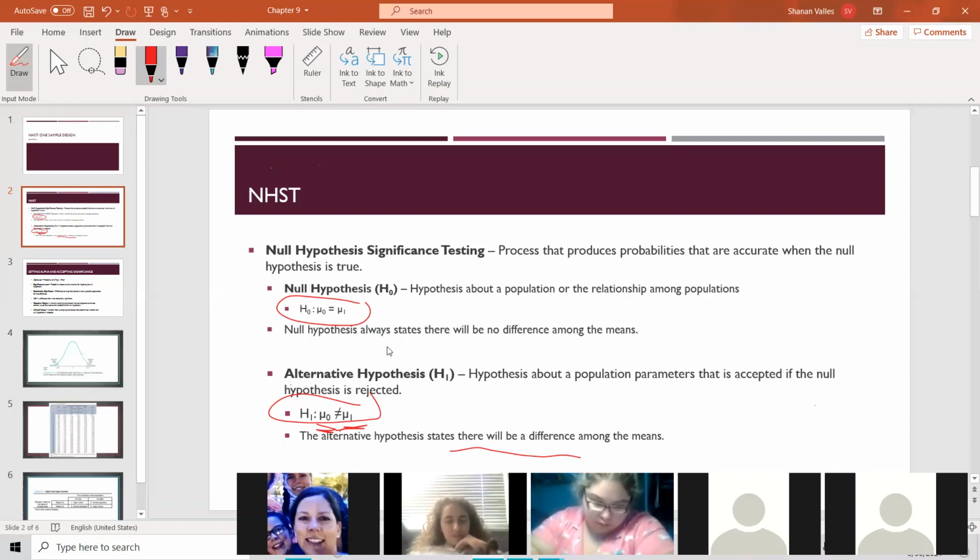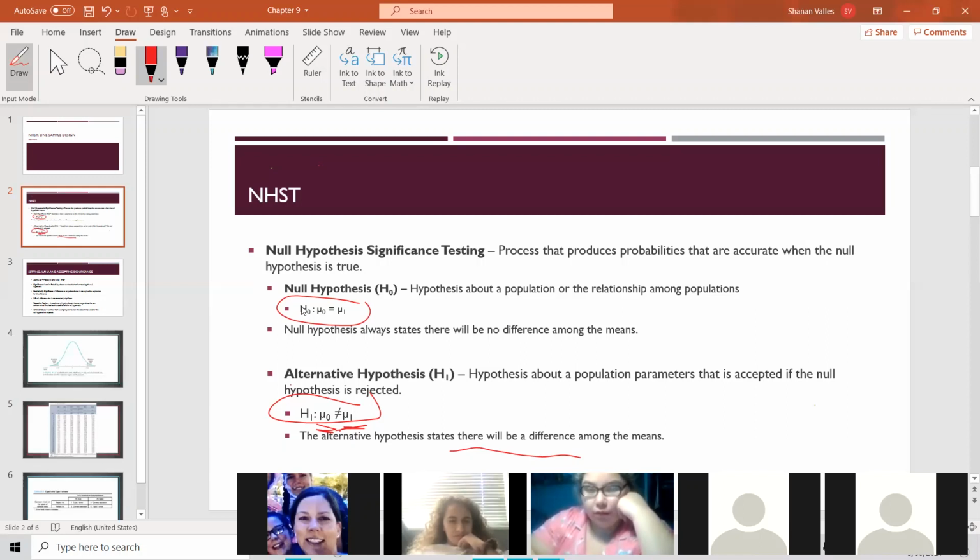Right. And again, we're assuming that there's going to be some sort of treatment applied, some sort of experimentation that happens. So at that point, the researcher would assume there would be a difference, but Mr. Negative Null Hypothesis Pants over here is saying, no, there's not going to be a difference.